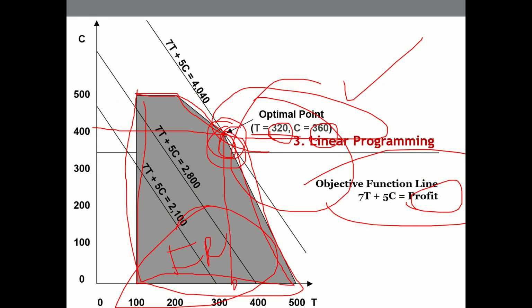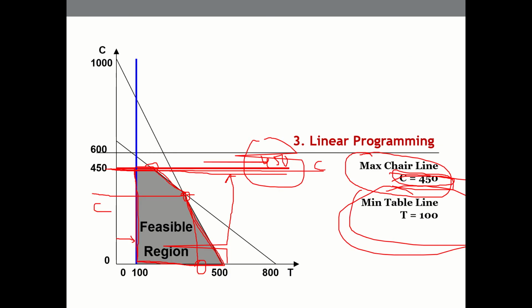Sir, in the previous problem, why didn't we apply the carpentry constraint also? Only the painting constraint we applied in that problem. I think you meant for the chairs, there is a restriction in the case of chairs. Yes. Chair number is also constrained, right, sir? So why didn't we consider that while drawing the feasible area in the graph?